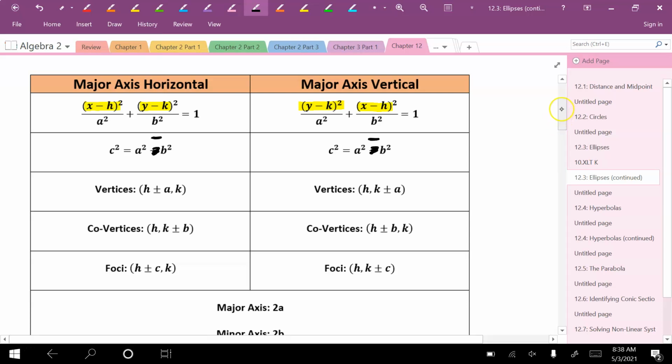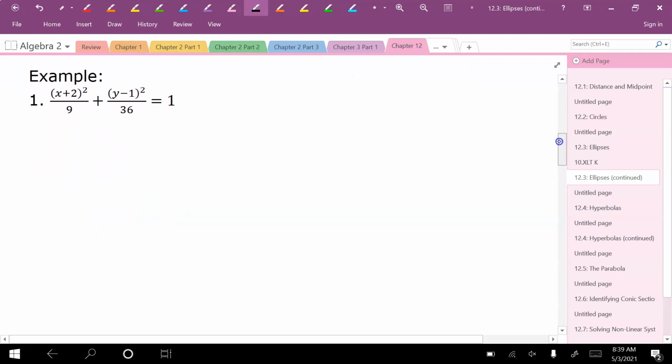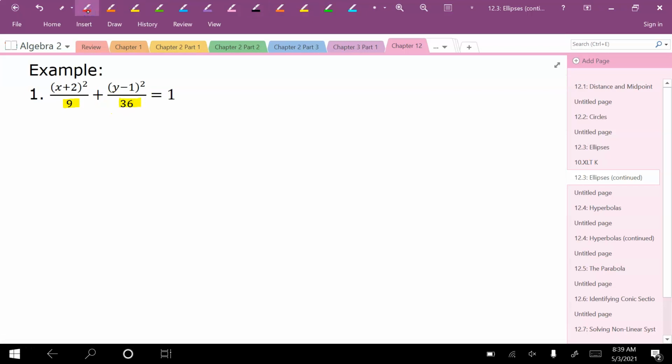So let's do a couple examples here together. Starting with this first one, we have x plus 2 squared over 9, and then y minus 1 squared over 36. So remember, the larger number is your a. So if you look at these two, 9 and 36, 36 is the bigger number. That means that 36 is your a squared value. Okay, so a squared is equal to 36. So what does that mean a is going to be?